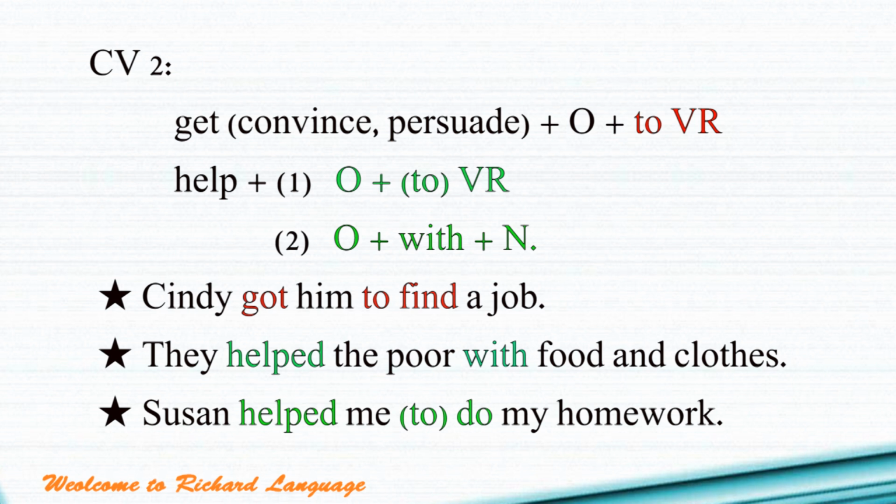Let's see the third sentence here. Susan helped me to do my homework. Here, help is the causative verb, and me is the object. And remember, you can use to do or do. Both are correct. So that's the way we use the causative verbs in the second category.